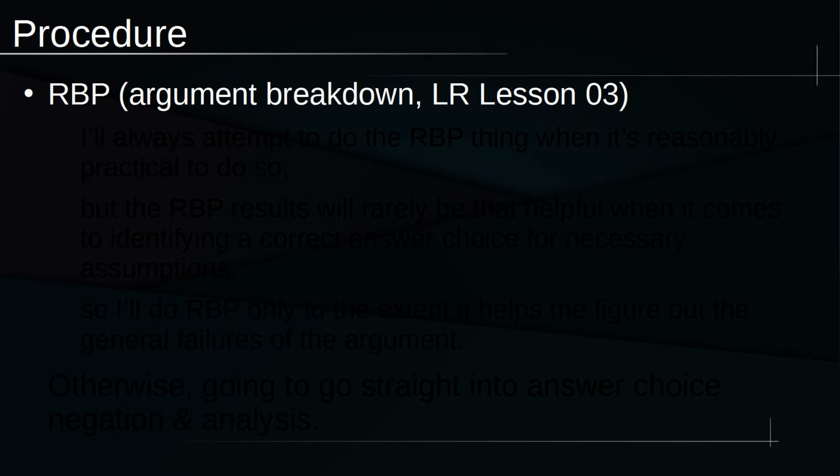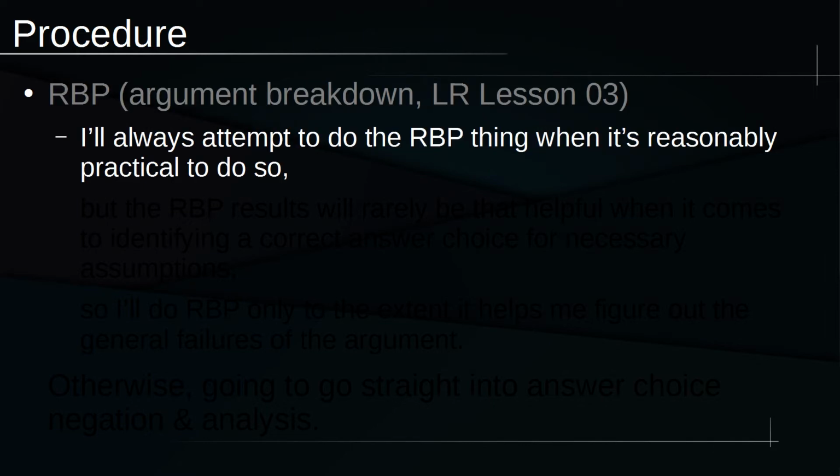So now I'm just going to put it all together and go over my general two-stage procedure for doing these. The first is to do an RBP, and if you don't know what I'm referring to, that's red, blue, purple. I went over it in LR Presentation 3. But just briefly here, in case you're not familiar with it, it's just a way of breaking down an argument into its component parts: premises, conclusion, and assumption.